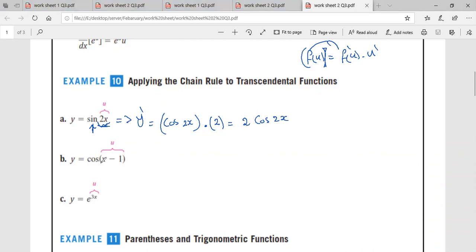Here, as you see, it is a composite function. The outer one is cosine, the inner one is the angle. What is the derivative of cosine? Negative sine. What is the input of this derivative? It will be u, the function u. Multiply the derivative of the angle, which is 1. It will be negative sine of x minus 1. I hope it is easy.